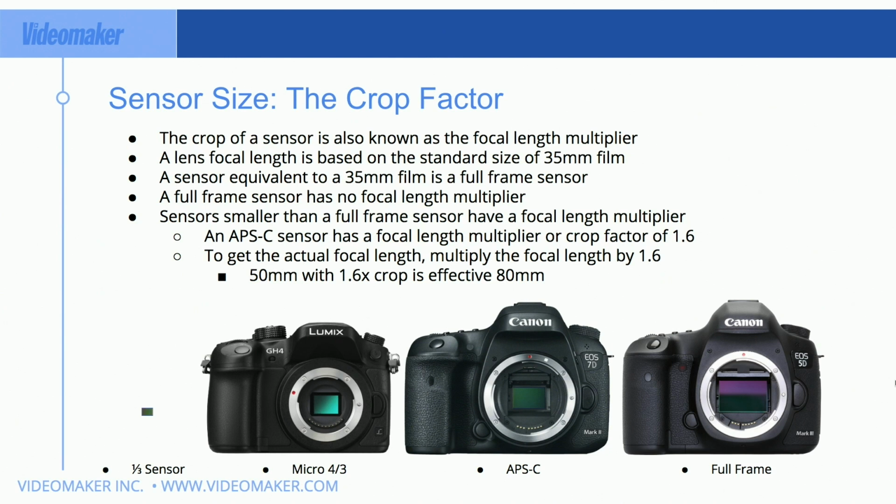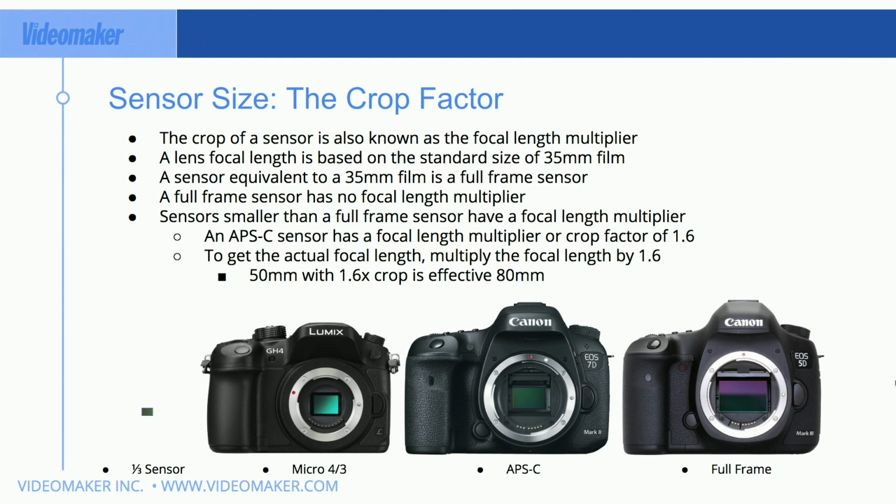A sensor equivalent to a 35 millimeter film is a full frame sensor. Now we're talking about still 35 millimeter film, but we're talking about still standards here. A full frame sensor has no focal length multiplier. That means, like I said, if you put a lens on it that says 50 millimeters, it's 50 millimeters.